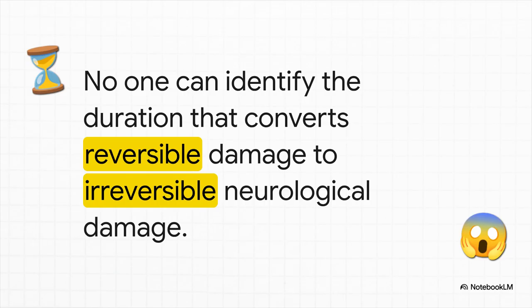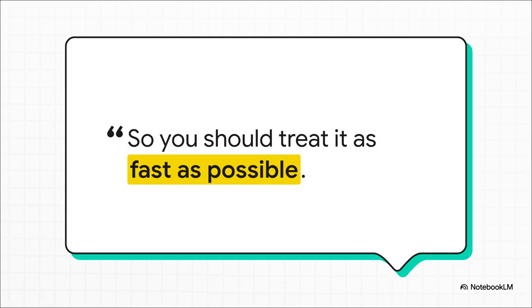Nobody knows. No one can tell you the exact moment, the number of hours or minutes when reversible damage becomes permanent, when a patient goes from being able to walk again to being in a wheelchair for life. That line in the sand, it doesn't exist. We can't see it. And that terrifying uncertainty, it leaves us with only one possible conclusion. One rational course of action.